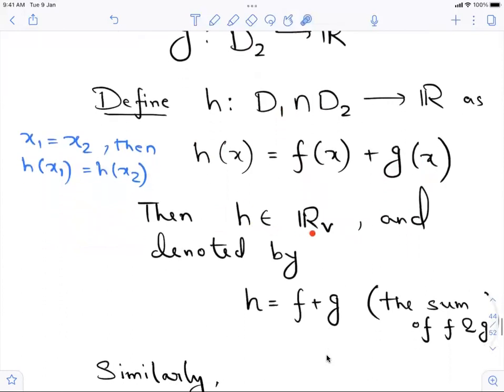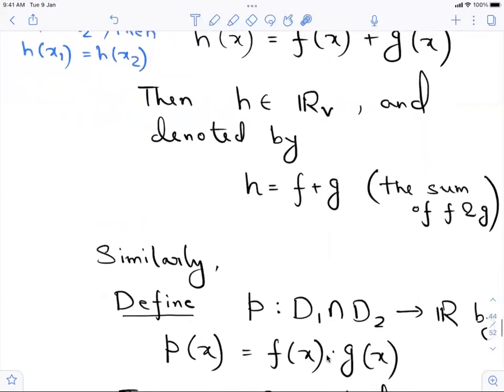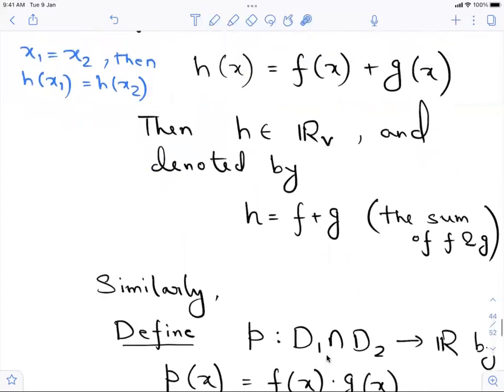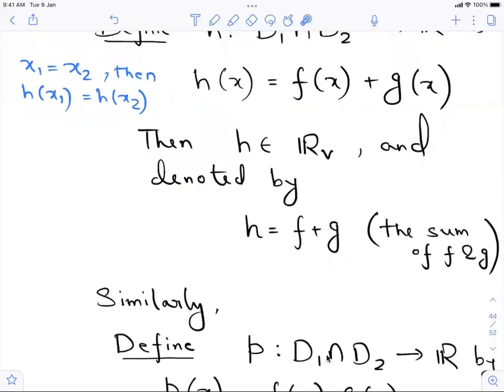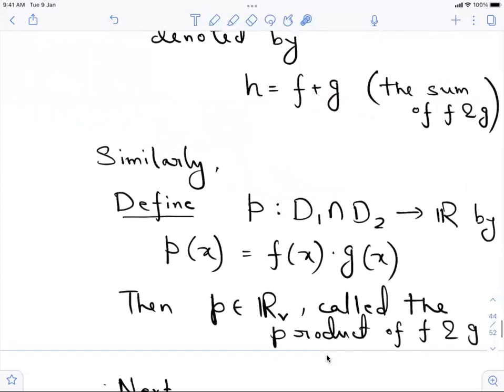So h is also a real valued function. It has a domain subset of R, and this function h is denoted by f plus g. So this is the sum function of two functions. So once again, this is not a real number. Once you evaluate this at a real number, it's going to give a real number, which is the sum of f(x) and g(x). But is this really a function f defined to be f plus g?